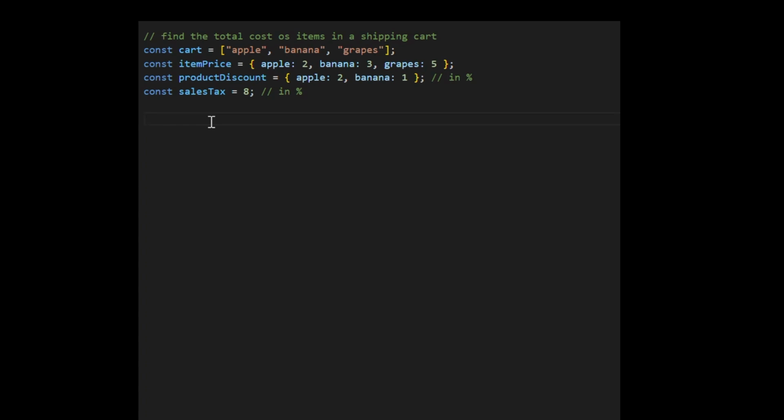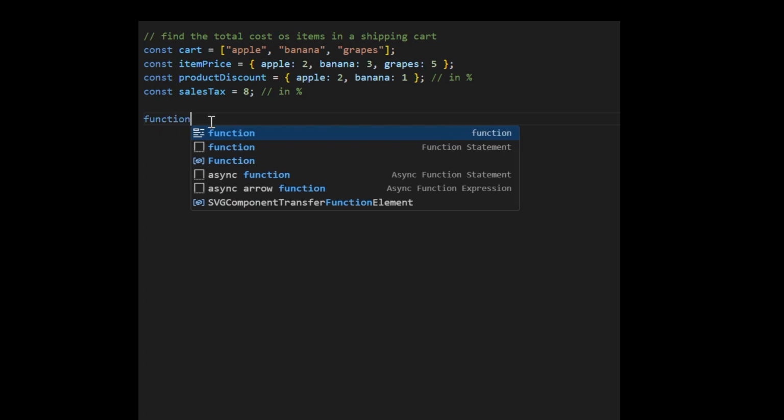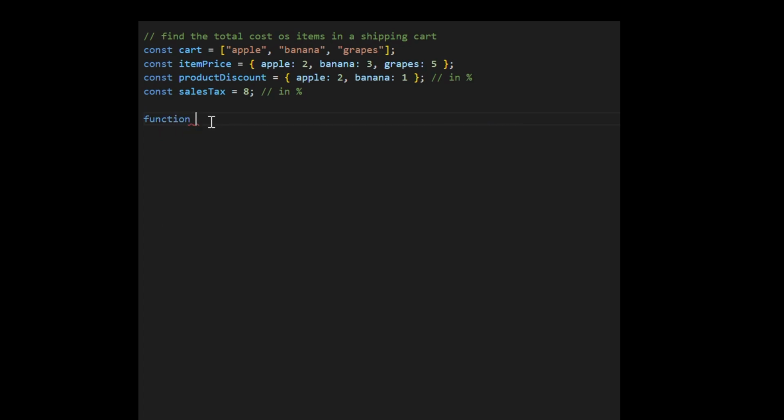Okay. So what have they given? They have given the cart, item price, product discount, and sales tax. So initially we have to create one function, and the most important thing is the function and variable names. The function name should be understandable, so if someone sees your function, they may get the idea of what it is doing, or what it was created for.